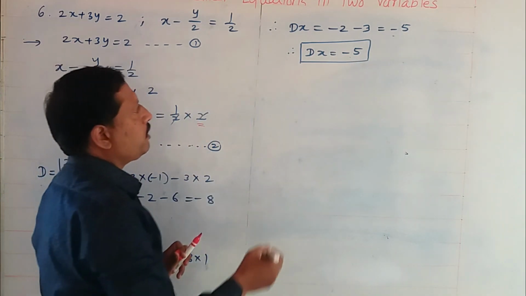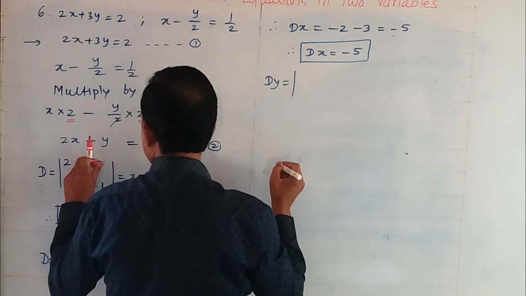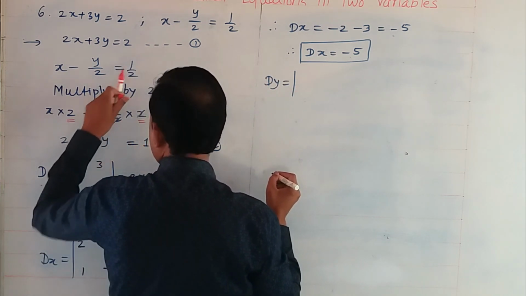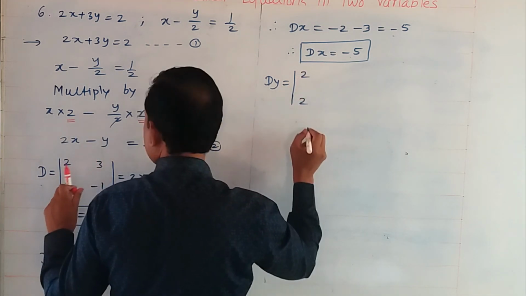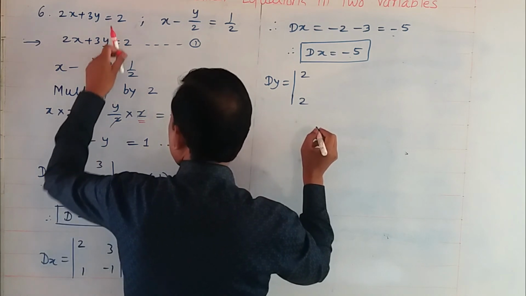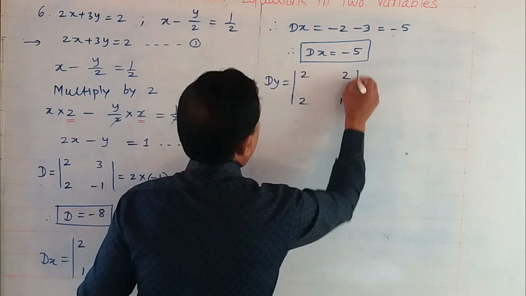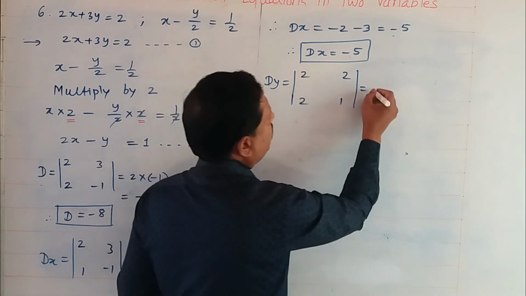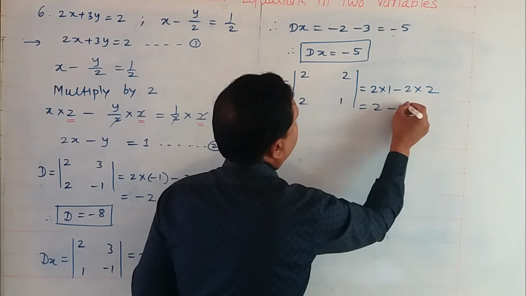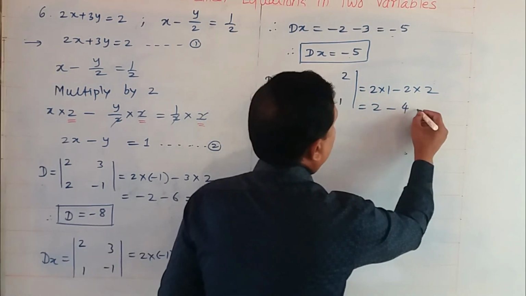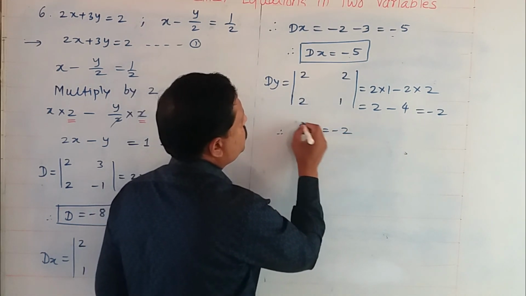Now write down the determinant dy. Dy is equal to, replace the coefficient of y with the constant terms and keep as it is the coefficient of x, 2 and 2. Here we get 2 and 1. So we get here the value of this determinant by cross multiplication, 2 into 1 minus 2 into 2, that is equal to minus 2. Hence the value of dy is equal to minus 2.